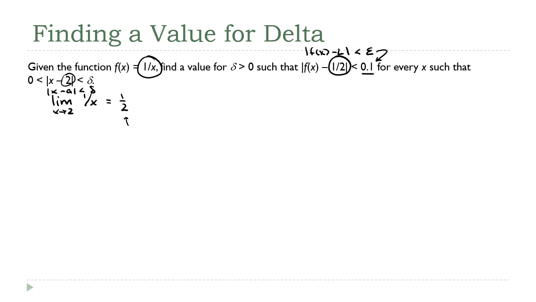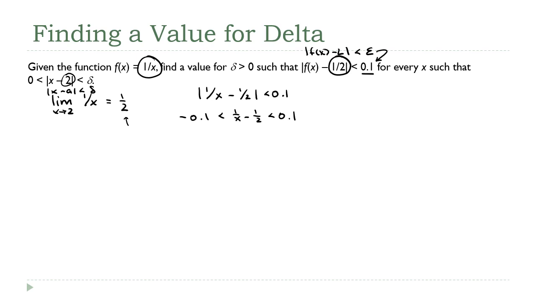Well, I'm going to start with the thing we're given, right? We're given the absolute value of f of x, so that's 1 over x. So let's actually put the function in there: absolute value of 1 over x minus 1/2 is less than 0.1. Well, the first step is to get rid of those absolute values. So this is the same as negative 0.1 is less than 1 over x minus 1/2 is less than 0.1.